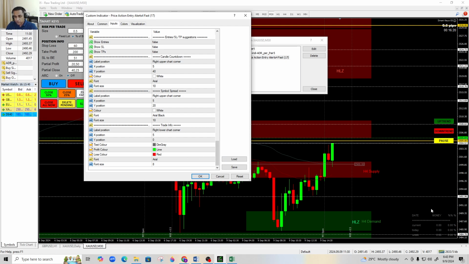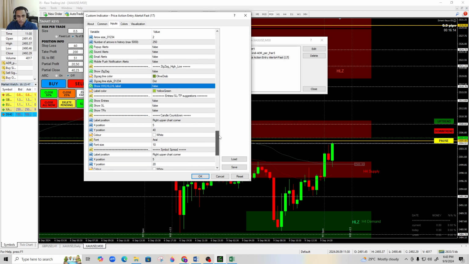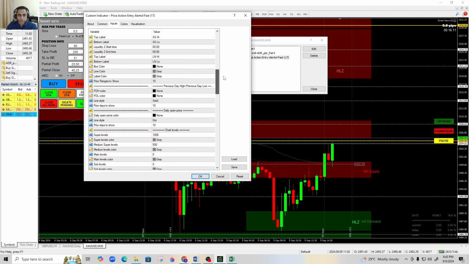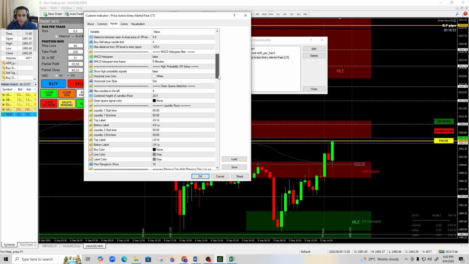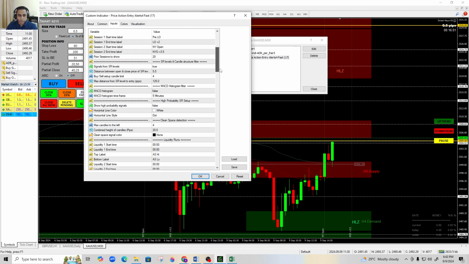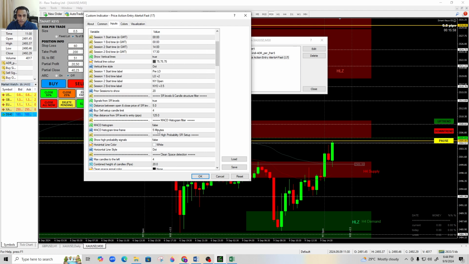It has a trade info panel that shows your current losses or gains, today's losses or gains, and your weekly losses or gains. It's got a ton of stuff. It has previous day high and previous day low, which I don't use. It has your daily open price, which I don't use either. It's got a MACD. I don't use that. Again, there's a lot.